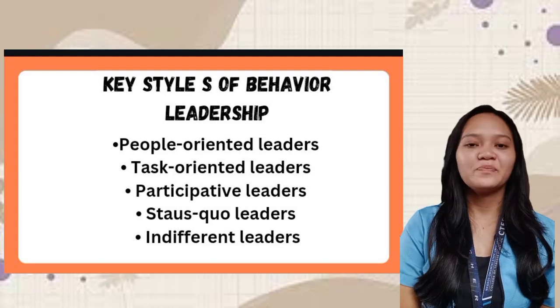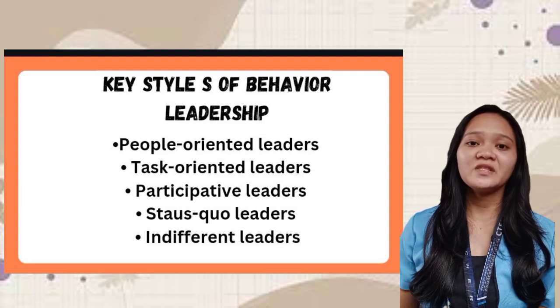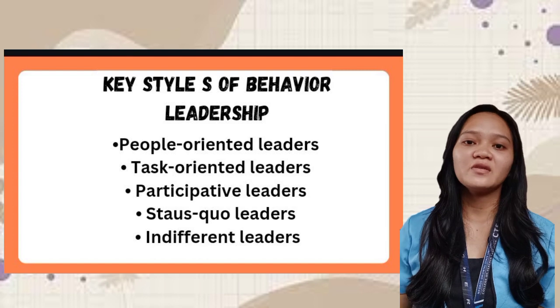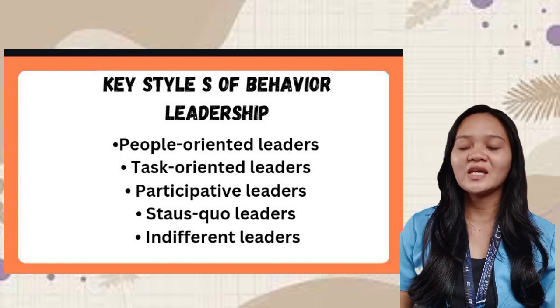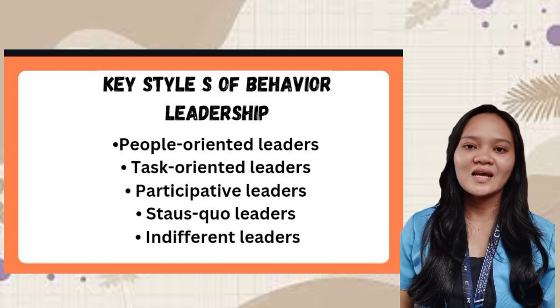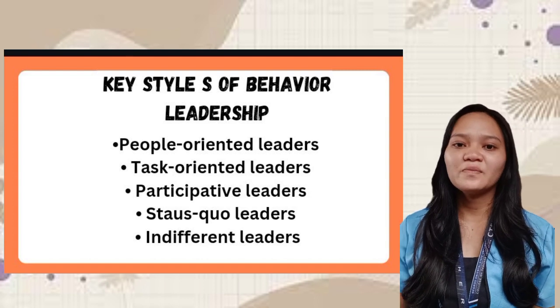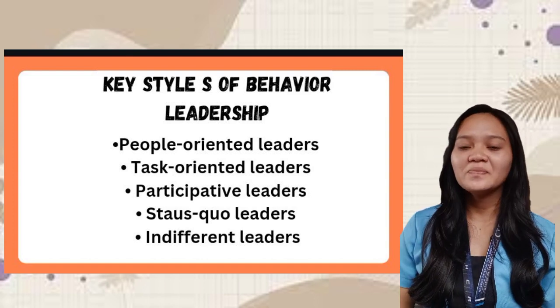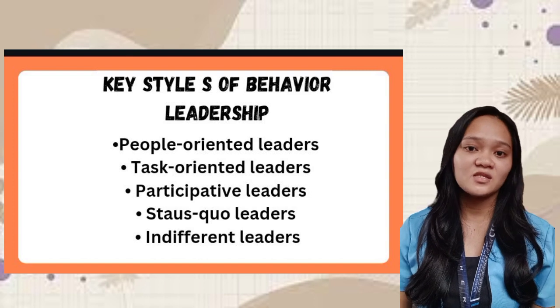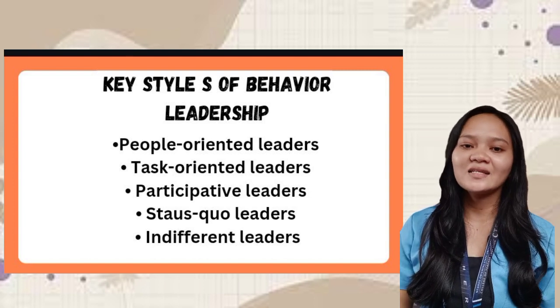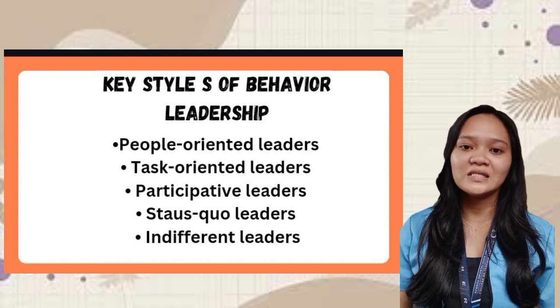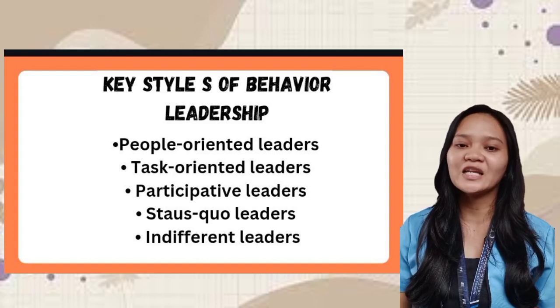The third one is participative leaders. Participative leaders make an effort to include their entire team in decision-making processes. They prioritize active communication, collaboration, and feedback. Participative leaders know their team's strengths and weaknesses and assign tasks accordingly. This leadership style allows every team member's voice to be heard and considered.